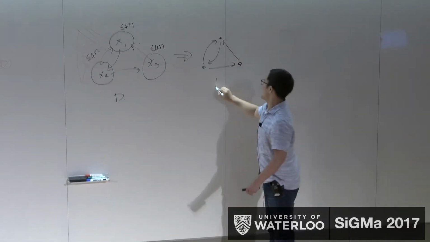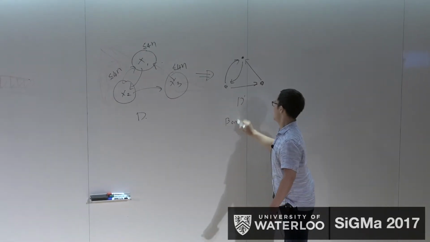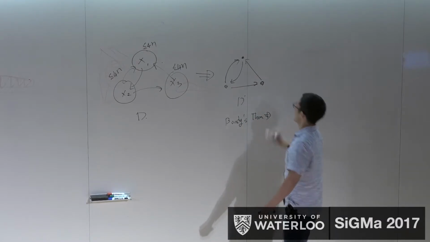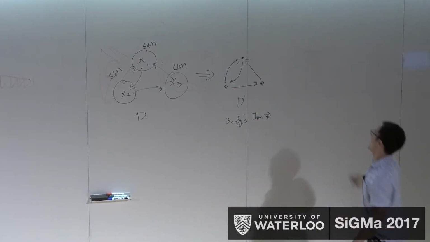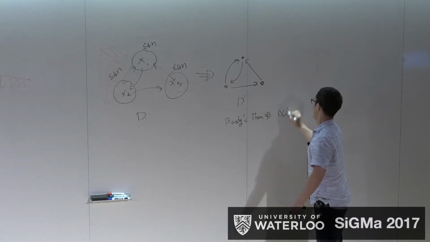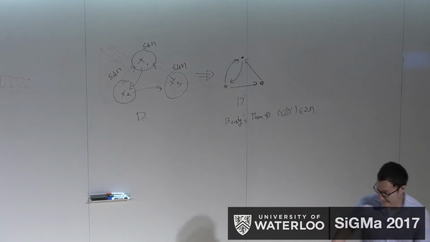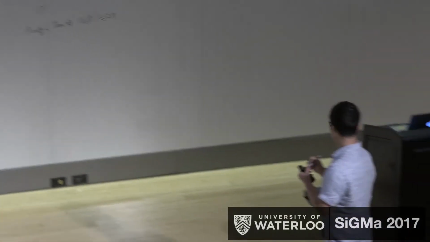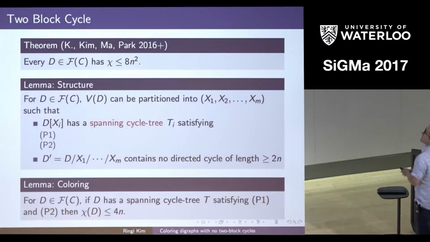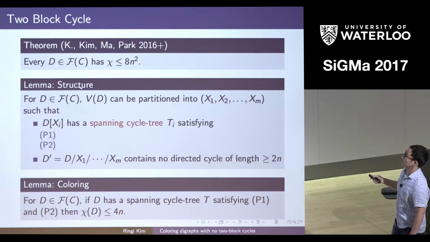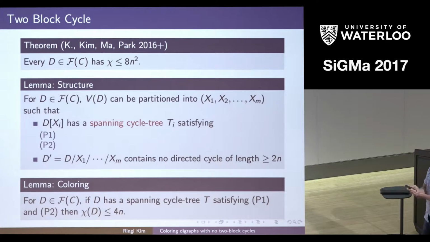And Bond's theorem implies that the chromatic number of D prime is at most 2n. So by combining these two colorings, we can prove that the chromatic number of D is at most 8n squared.